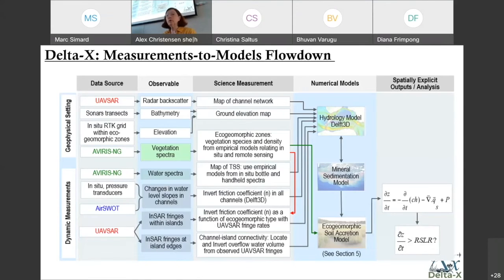So if you look at this flow down from the data sources to the final output, at every stage, these data products will be made available, openly available through the NASA data archive centers. So what you see is that we're going to start by providing you with the raw data and then follow all the way through to providing you the models and the output of the models.